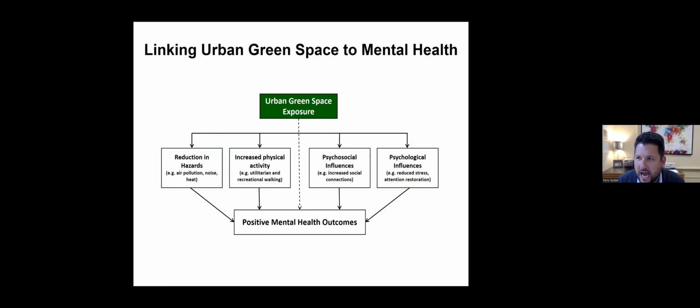There are a lot of different pathways by which green space might influence mental health. So reducing air pollution, noise, heat, increasing physical activity, increasing social connections, or also just the direct impact of reducing stress and attention restoration from visually looking at and viewing and interacting with green space. So that's an example of one of these active exposures, right? So you're not going to have this sort of stress reduction pathway when you're sleeping, for example.